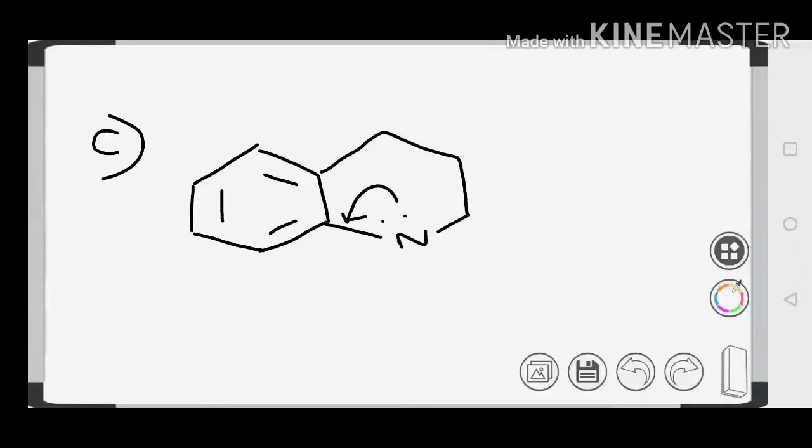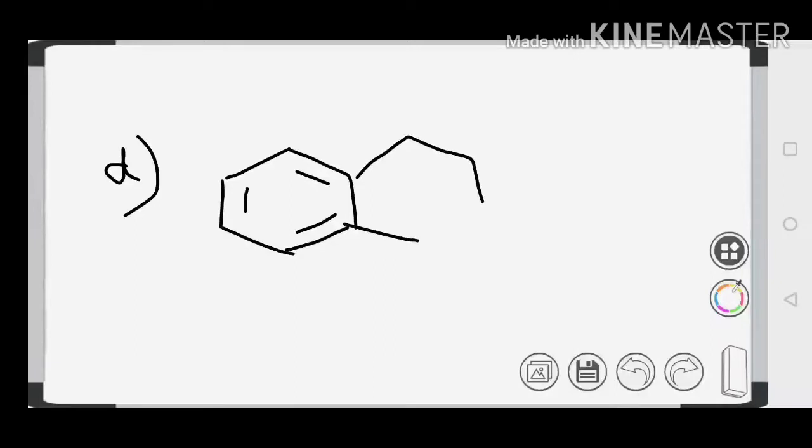In case of option C also, there is an aromatic ring and adjacent to that there is another cyclic ring, a heterocyclic ring, where there is a nitrogen. But you see the situation here, it can form resonance like this on the left hand side with the ring. So electrons will be circulated within and will not be available for donation to others.